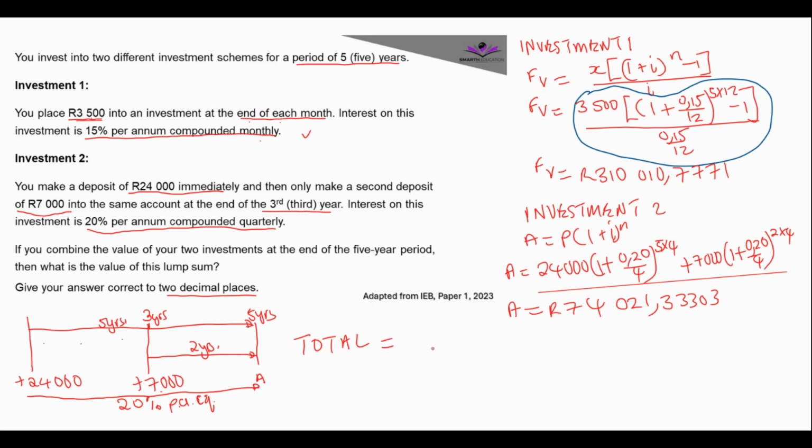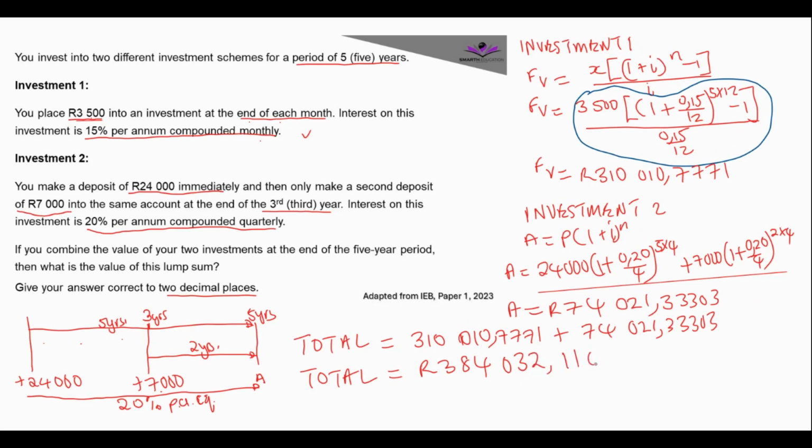Then we find the total, which is 310,010.7771 plus 74,021.33303. Then add these, what do you get? 384,032 rand, then 1101. Then two decimal places. So this is 384,032 rand and 11 cents.